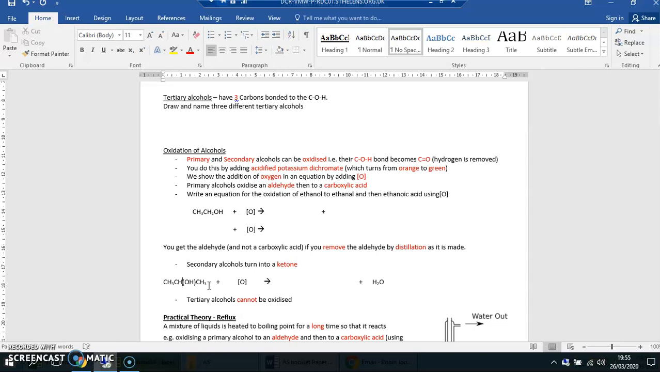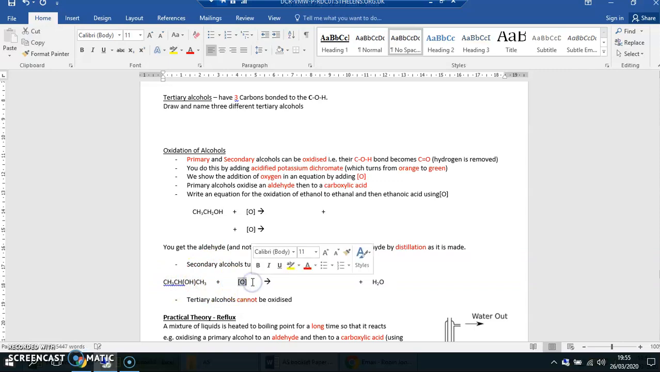That is propan-2-ol. So the OH is bonded to a carbon, and this carbon with the OH at carbon number 2, propan-2-ol, is bonded to two other carbons. In other words, that OH is in the middle of a chain. That makes it a secondary alcohol because the carbon with the OH is bonded to two other carbons.